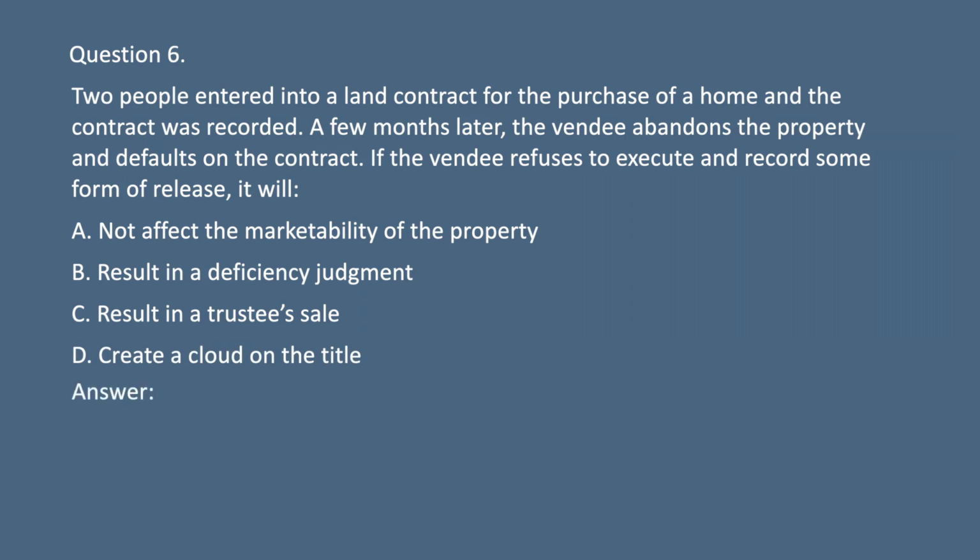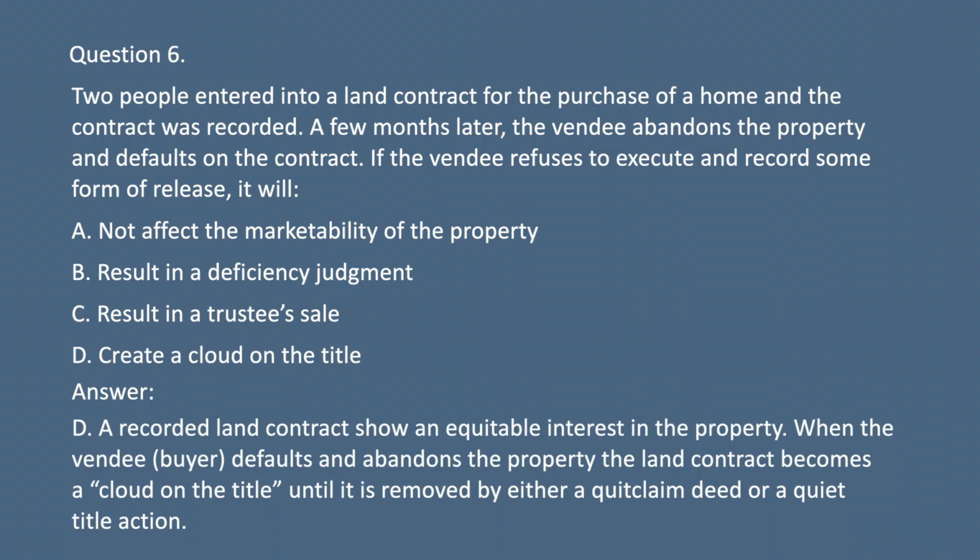Answer: D. A recorded land contract shows an equitable interest in the property. When the vendee, the buyer, defaults and abandons the property, the land contract becomes a cloud on the title until it is removed by either a quitclaim deed or a quiet title action.